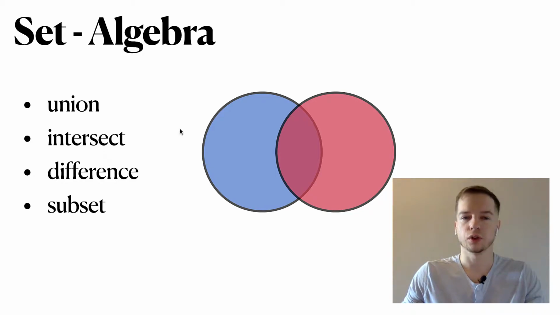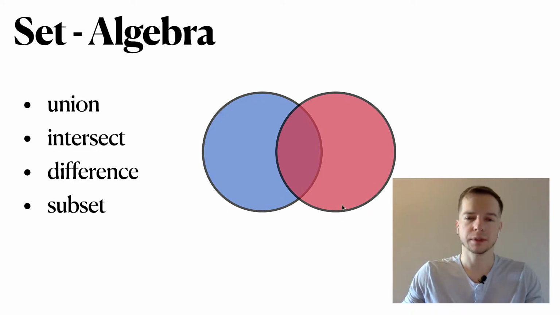First one is a union. Union will return everything from both sets. So we'll have this part, the intersecting part, and the red part. So we'll have students that go to any of those classes or to both classes. Intersect will return only the students in the middle that attend both classes. Difference will return everything except students that go to both classes. So it will be purely the blue side and purely the red side.